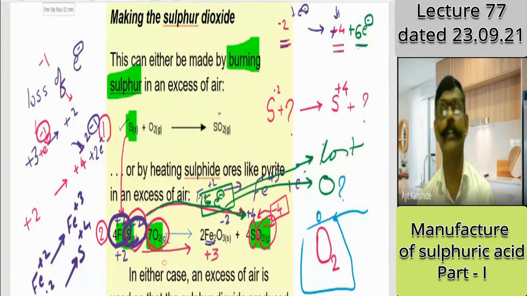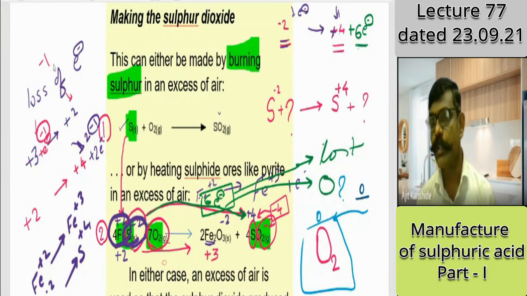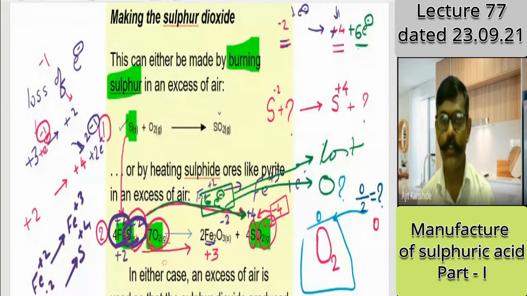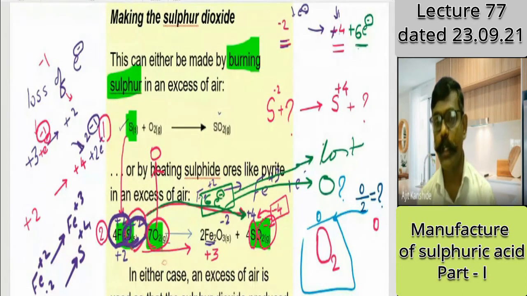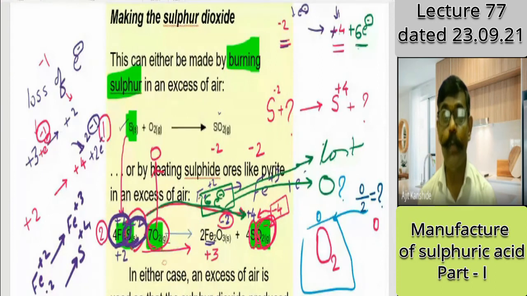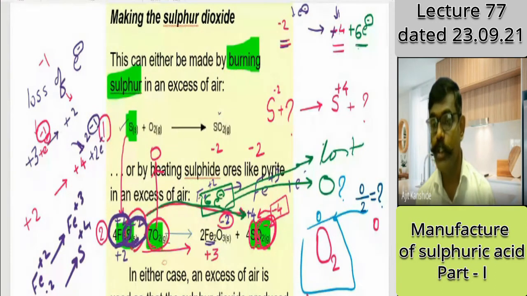Now help me to improve the answer. Total charge is 0. Total oxygens are 2. 0 divided by 2, what is the answer? 0. Yes, absolutely. The answer is 0. So the charge on this oxygen, I'm talking about this oxygen now, is 0. Means on the reactant side, charge is 0. In the product, where is oxygen? Yes, here is oxygen, which carries minus 2 charge. In the product, in SO2 also there is oxygen, which carries minus 2 charge. Means what I want to say, oxygen in 0 oxidation state converts to oxygen with minus 2 oxidation state.